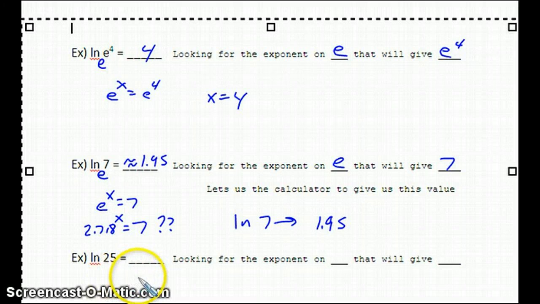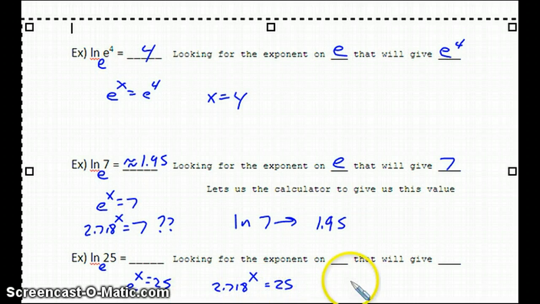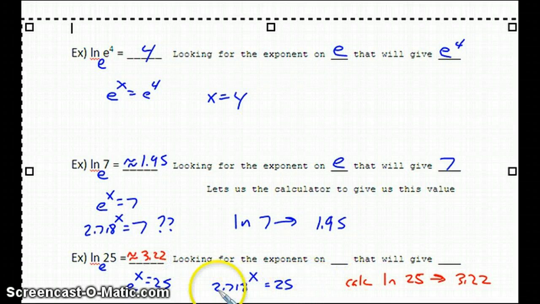Keeping that in mind for the next example, the natural log of 25. Again, the natural log has a base of e. e raised to some power has to give me 25. Again, 2.718 raised to what power gives me 25? I'm not sure, so let's use our calculator. In our calculator, we'll type in the natural log of 25, and the calculator will give you the answer of 3.22 if you round it. So we could say this is approximately 3.22. That 2.718 raised to the 3.22 power is roughly 25. So again, we're looking for e raised to some power to give me 25.